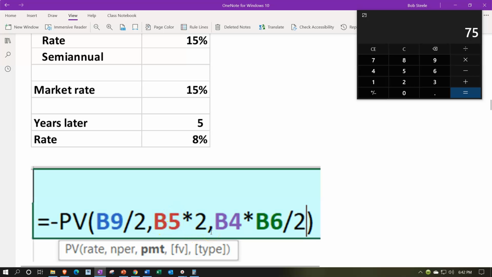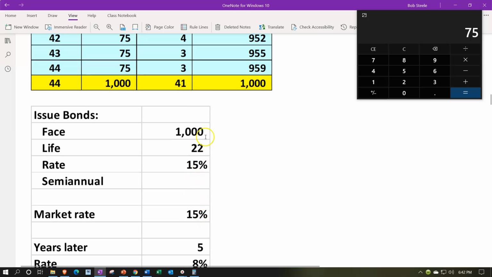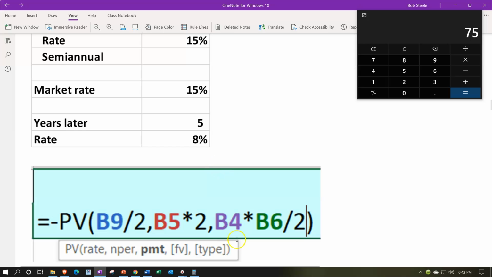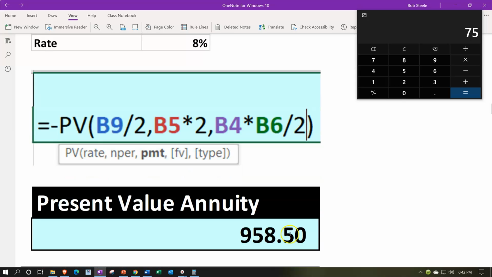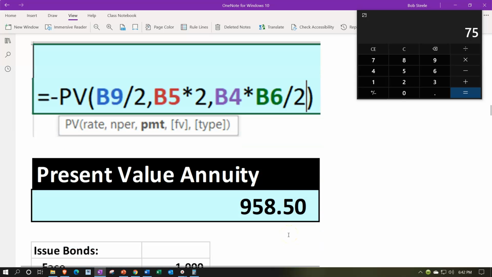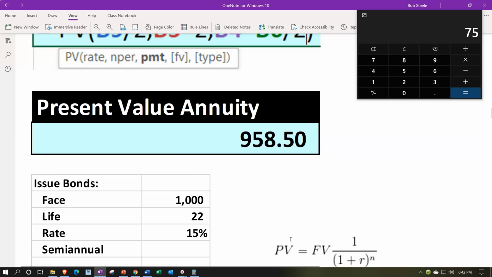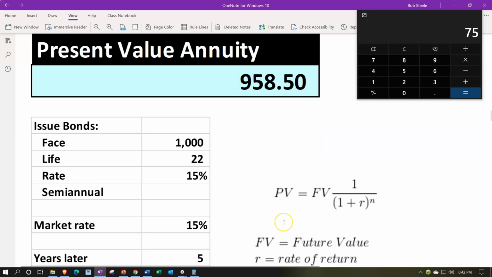And then we have comma the payment. The payment would be the 1,000 times 15% divided by 2, which we can put all into the formula. That would be the 1,000, 15% divided by 2. If done properly, we would once again get to the annuity portion at that 958.50. Now, I'm not going to go to the tables this time. You could do this with the tables as well, but remember, the tables become less applicable.